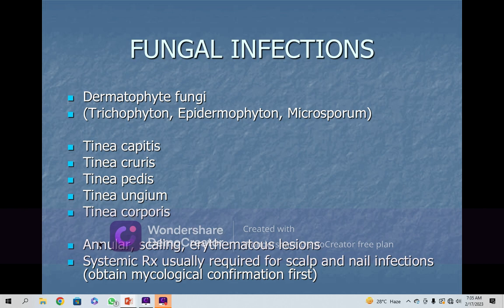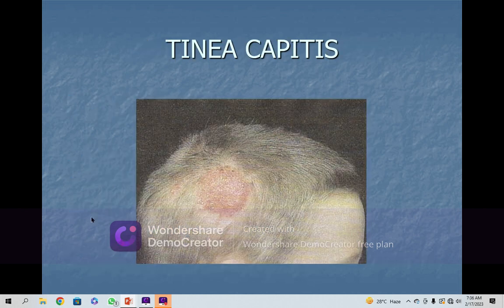Annular lesions, very characteristic lesions. Scaling occurs, and you will see erythematous lesions around it. Systemic treatment is usually required for scalp and nail infection. Obtain the mycological confirmation test, but you usually do it and manage it very nicely. In our world, you know that local antifungal agents are available and you can use them, no problem. And different substances are available. So, this is a tinea capitis. Look, the lesion is annular, its margins are described here. Around it, there is erythema.